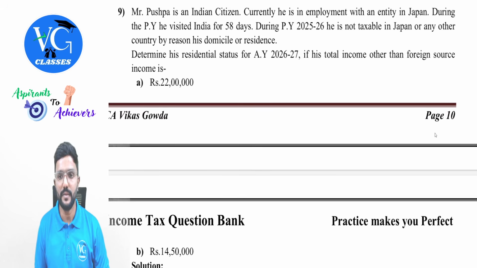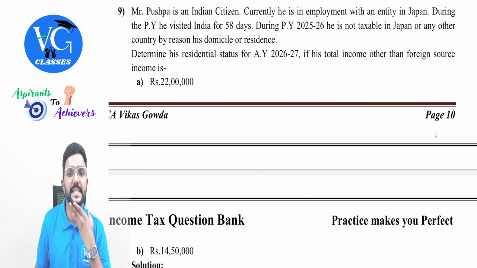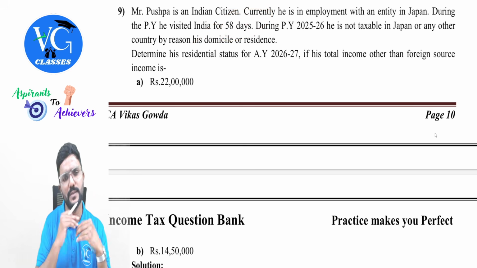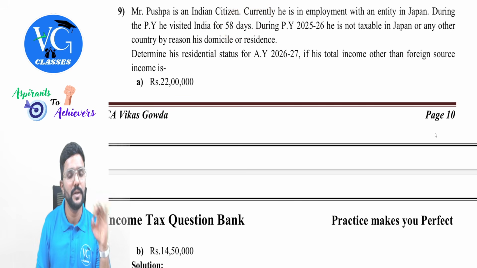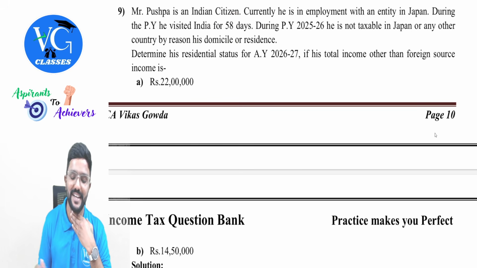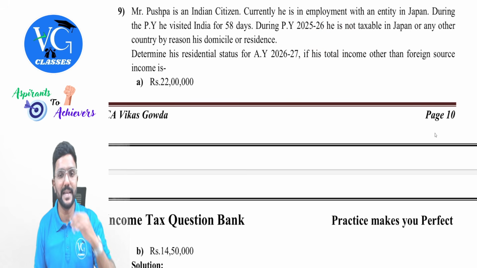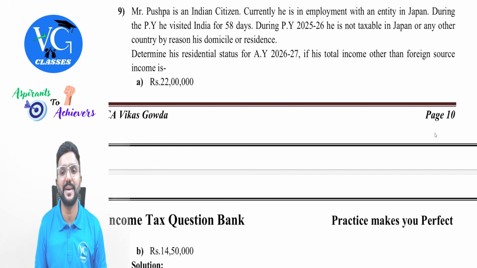Okay, sir. Ninth one. Pushpa is an Indian citizen, currently in employment with an entity in Japan. During the previous year, he visited India for 58 days. So section 6, subsection 1, both the conditions are ruled out. During the previous year 25-26, he is not taxable in Japan or any other country by reason of his domicile or residence. Guys, they are giving a link to section 6(1)(a), deemed resident. Determine his residential status for assessment year 26-27 if his total income other than the foreign source income is 22 lakh or 14 lakh 50,000.